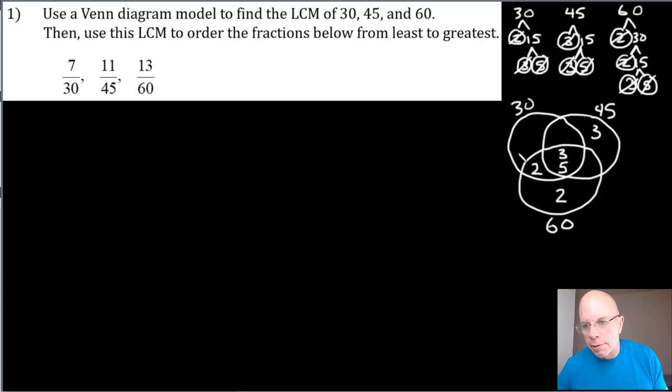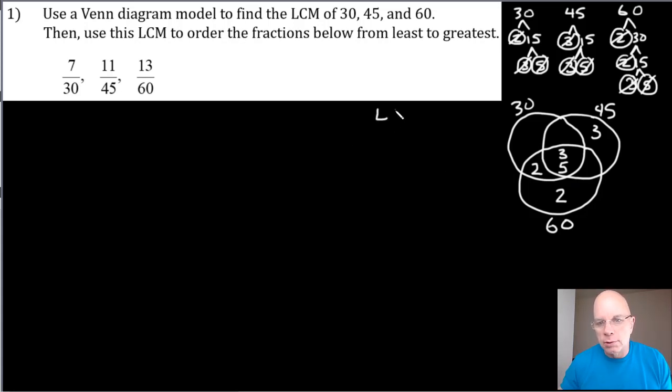If I just focus on the 30 circle, we know that this intersection of 3 times 5 is 15, and 15 times 2 is 30. If I just focus on 45, 15 multiplied by 3 is 45. And outside of the 15 in the 60 circle, I have 2 2s. And 4 15s is in fact 60, so everything looks good.